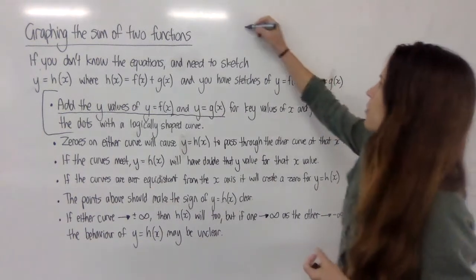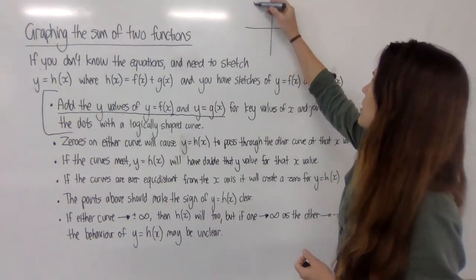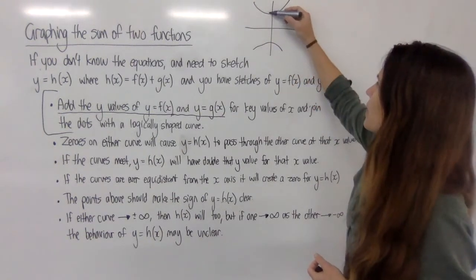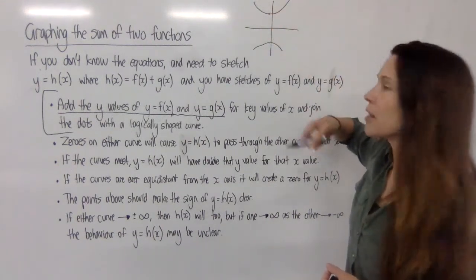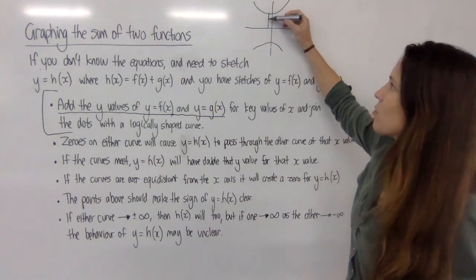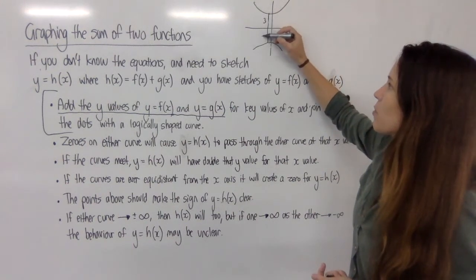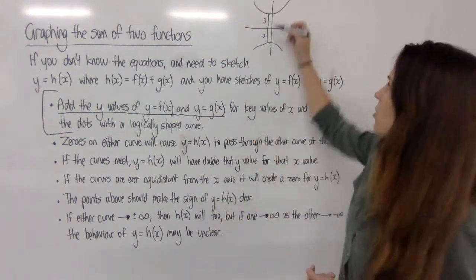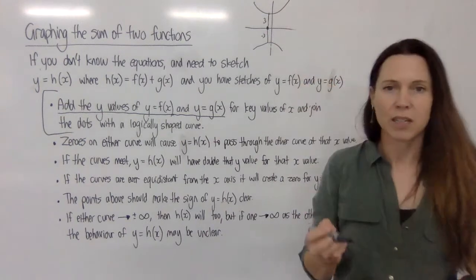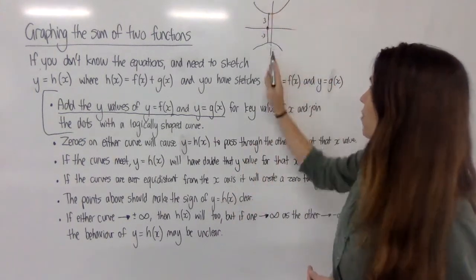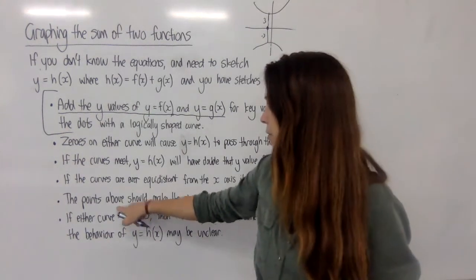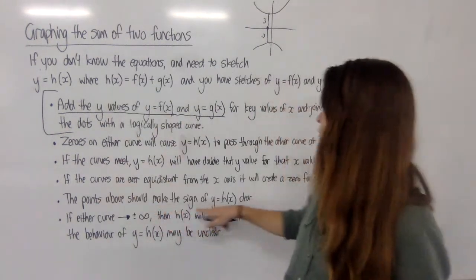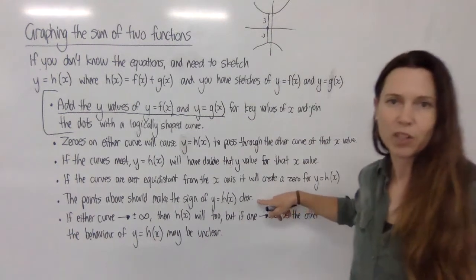Well, that makes sense because if we've got two curves, let's say one is up here and one is down here, and at this point here, they're both exactly the same distance away from the x-axis, then if we add, let's say this distance was 3, and this one was minus 3, we're going to get 0. So the summed curve is going to have an x-intercept for that value of x where it happens. The points above, in other words, all of these, should make the sign of your summed function clear.